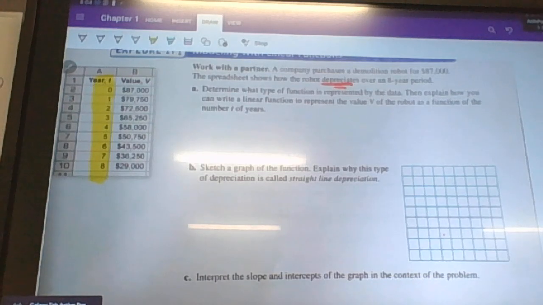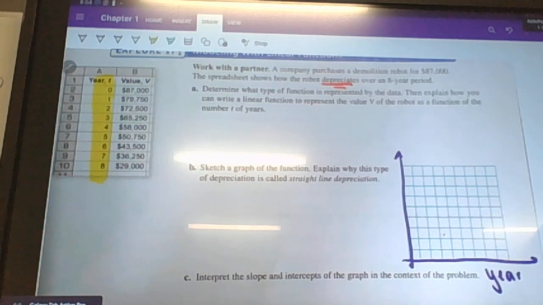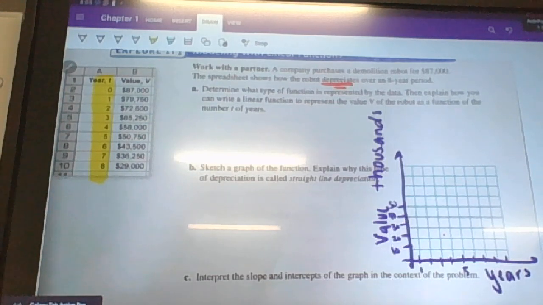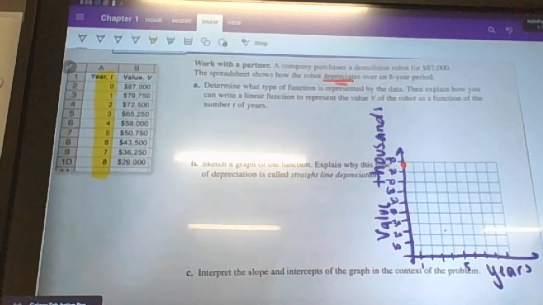This one, because I know there's no negatives here, we're going to put years down here, and let's put value here. And we're going 0 through 8, so that's 1, 2, 3, 4, 5, 6, 7, 8, 9. And our value, we got to get up to 90,000, so maybe we'll go by 10,000. So we'll go 10, 20, 30, 40, 50, 60, 70, 80, 90. And we got to draw some dots. So we're at 87, just below 90.